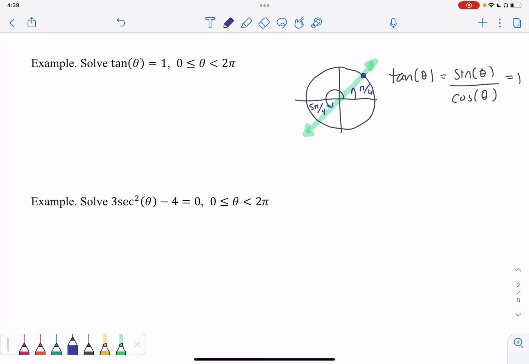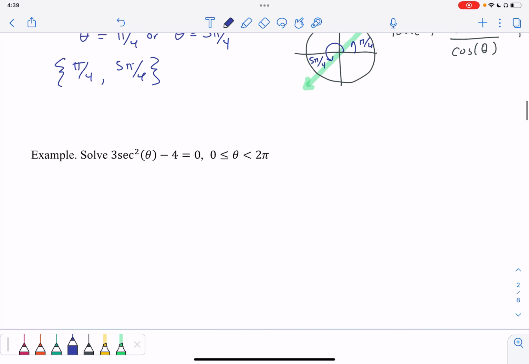In this case, this has two solutions. So I'm just going to write it like this. Theta is pi/4 or theta equals 5 pi over 4. And then the solution set becomes pi over 4 or 5 pi over 4.